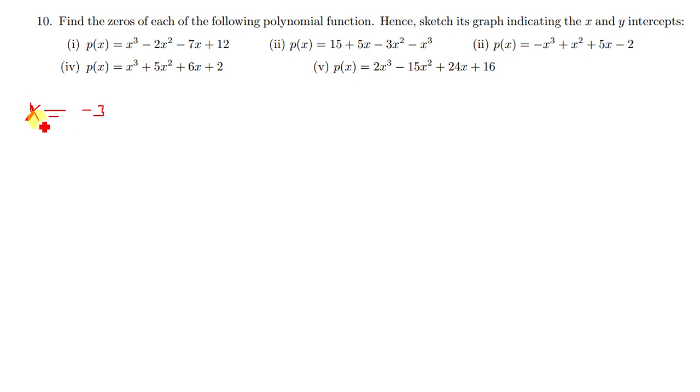You can try to put negative 3 there, and you discover that it's going to give you 0. So basically, this is what you do. Then you factorize now. Let's use synthetic division to factorize.